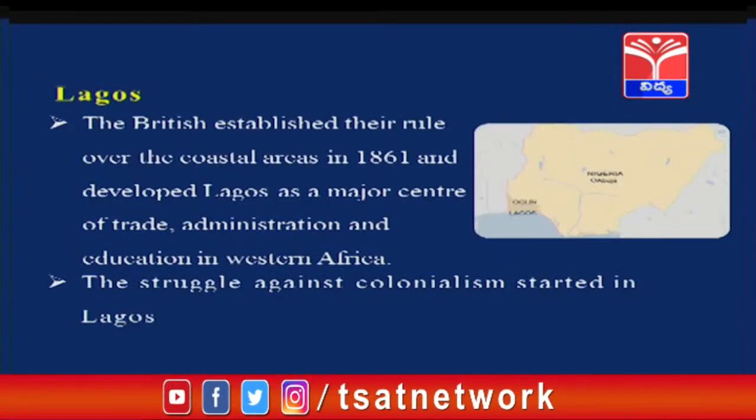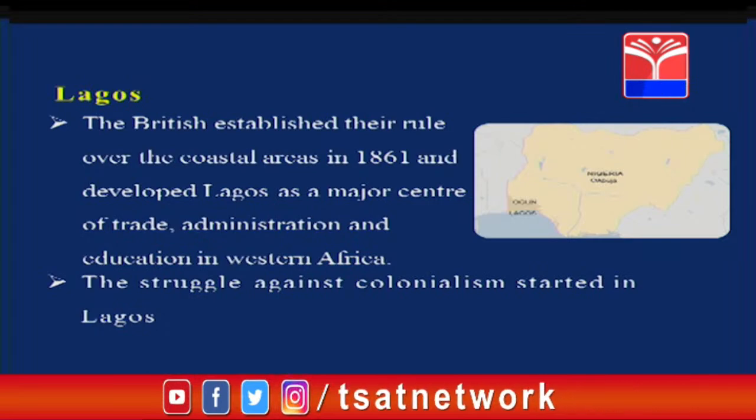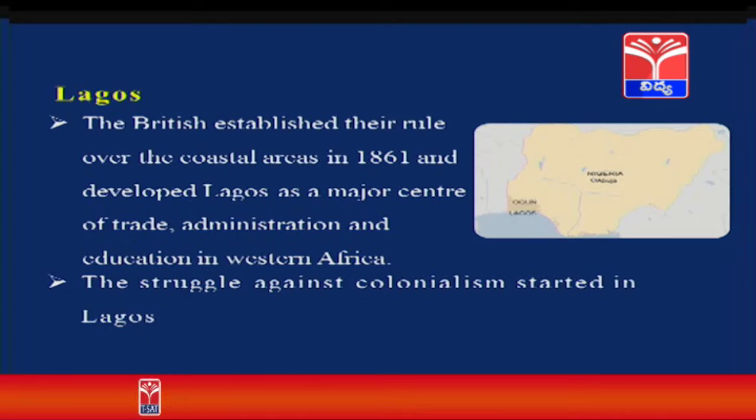So, even in Nigeria, the British Empire established their rule in the coastal area. In the slide you can see the place of Lagos near the coastal area. So, this place became the major center of trade, administration and education in Western Africa. Trade means business, and the struggle against colonialism started in Lagos.